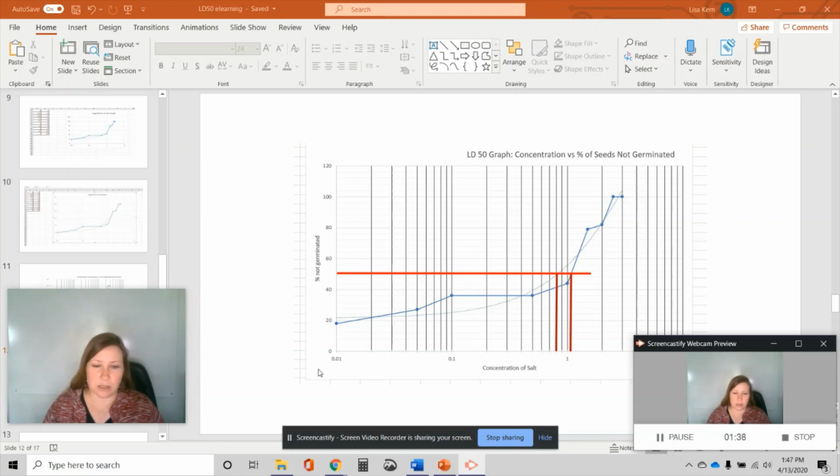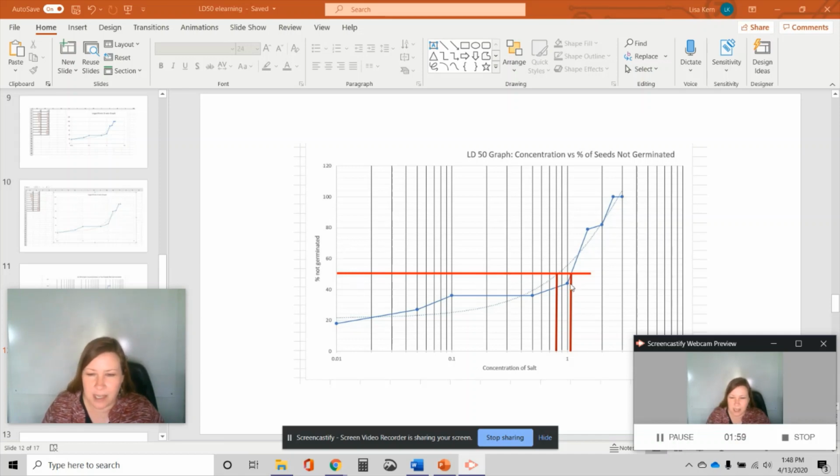LD50 means it's the dose that kills 50%. And actually, if you go to the 50% mark, which is halfway between 40 and 60 here, and you make this line across, you will find no points. None of our points, none of our data actually is going to provide us the answer.